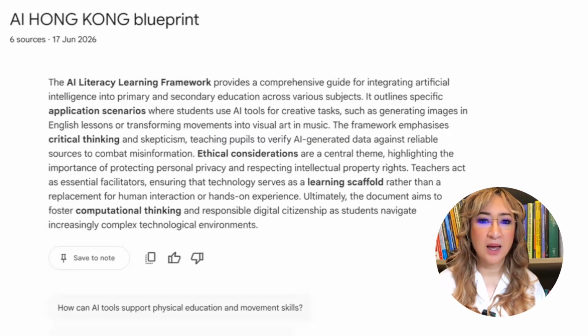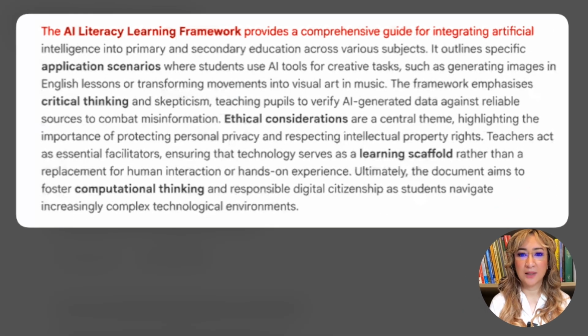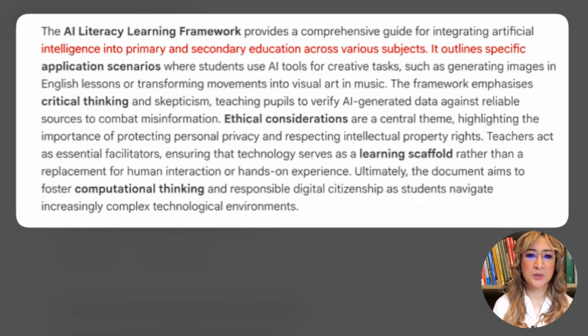And you can see that, well, here's the high-level summary. It's a comprehensive guide for integrating AI into primary and secondary across various subjects. It outlines specific application scenarios where students use tools for creative tasks, such as generating images in English lessons or transforming movements in visual art. The framework emphasizes critical thinking and skepticism, teaching students to verify AI-generated data against reliable sources to combat misinformation.